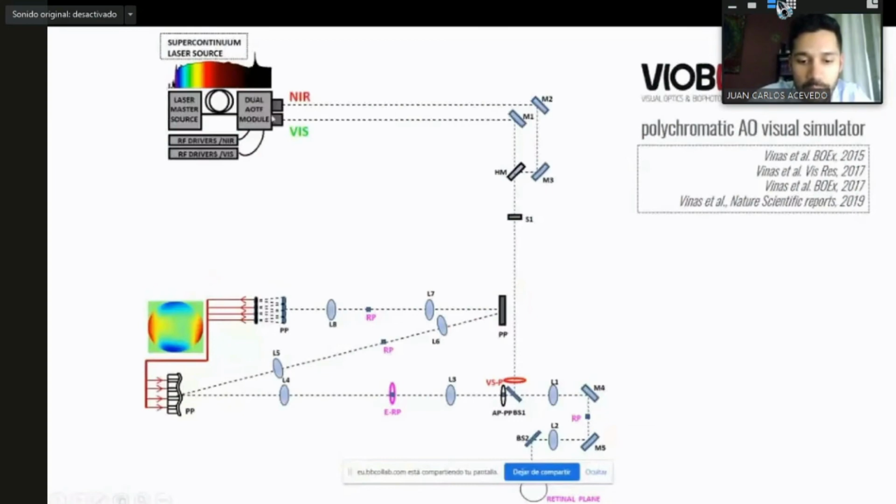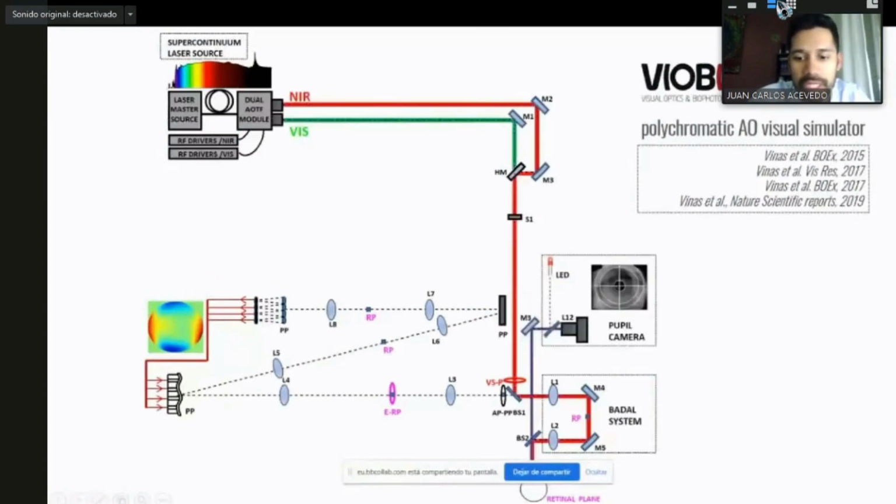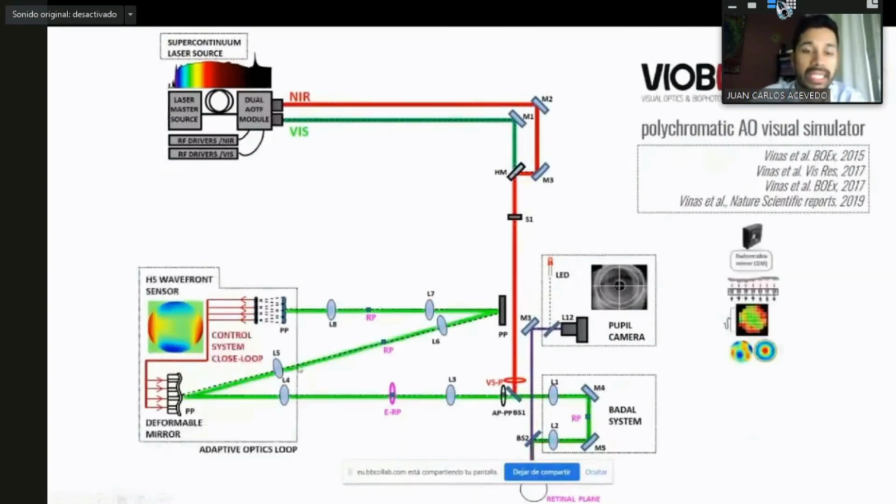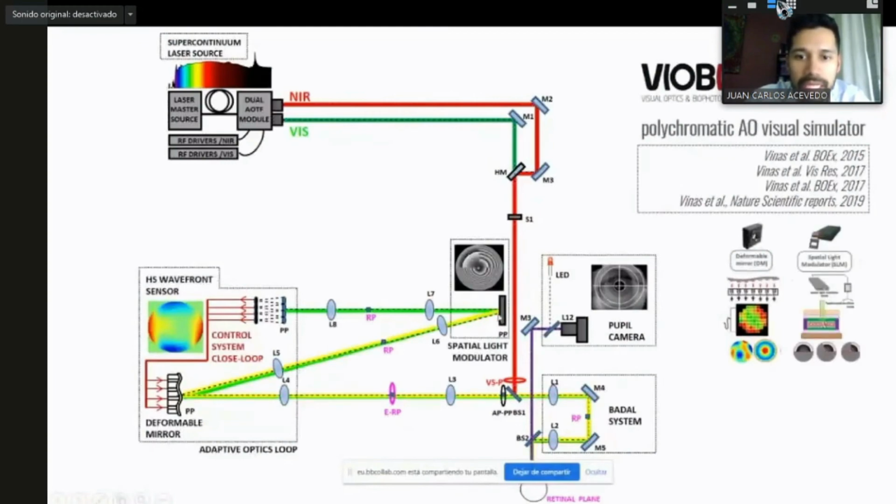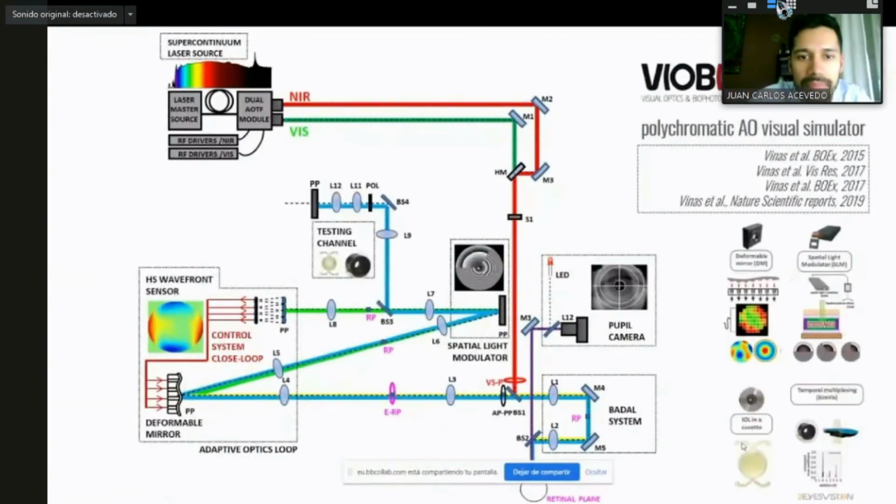The image shows a supercontinuum laser source producing infrared and visible light for measurements. The second is an adaptive optics module composed of deformable mirrors and a wavefront sensor to measure aberrations. The third is a spatial phase modulator, which simulates refractive errors and produces very complex patterns. Then a retinal camera for capturing all the images. And the last component is a psychophysics channel that projects stimuli onto the retina.